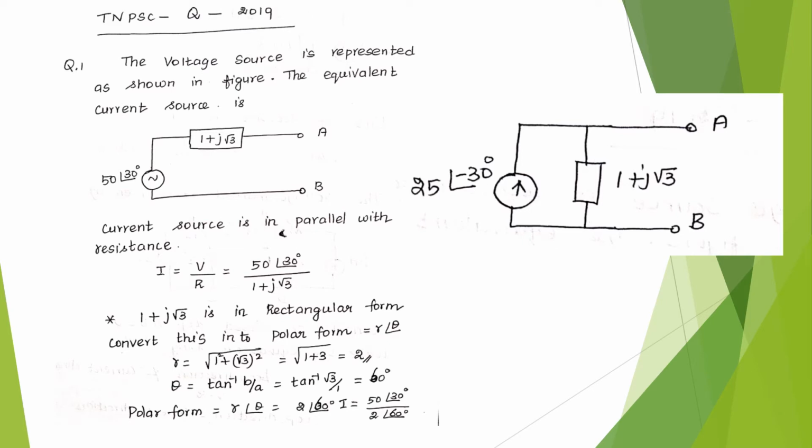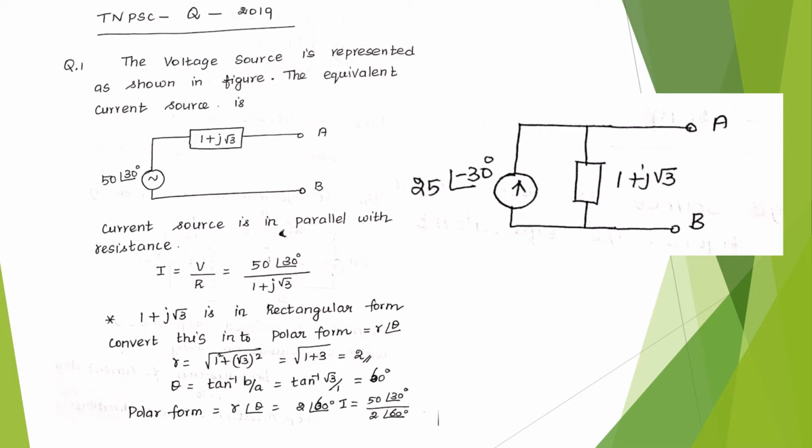The question number 1. The voltage source is represented as shown in figure. The equivalent current sources. Practical voltage source is always connected in series with the impedance. But practical current source is always connected in parallel with the impedance.